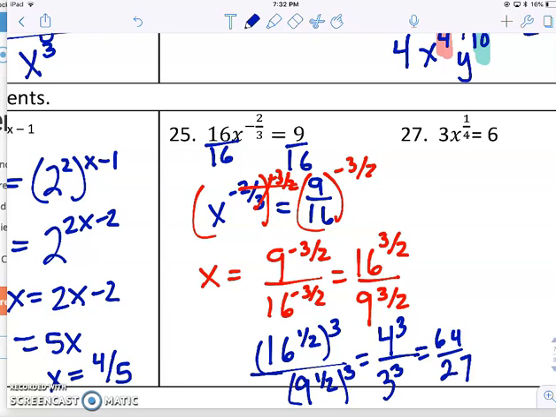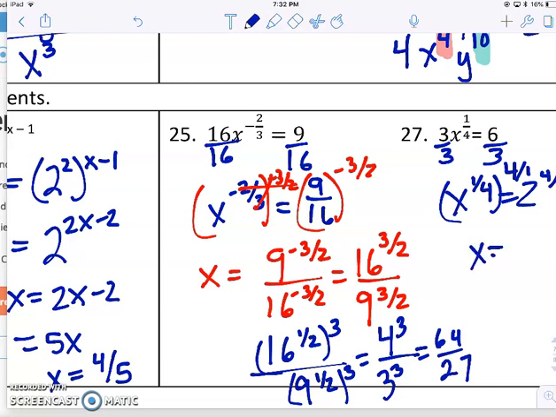So the next one here, we divide by 3 first. So we have x to the 1/4 equals 2. Then we raise to the 4 over 1 power. So x equals 2 to the 4th, or 16.